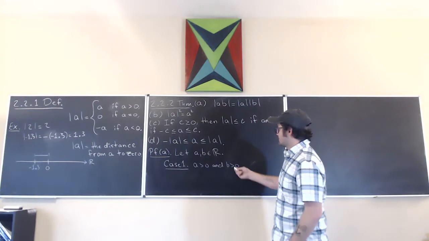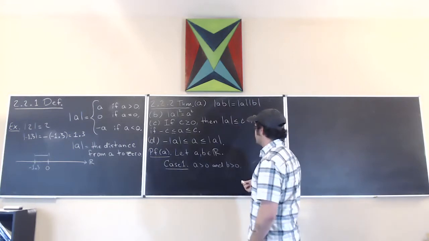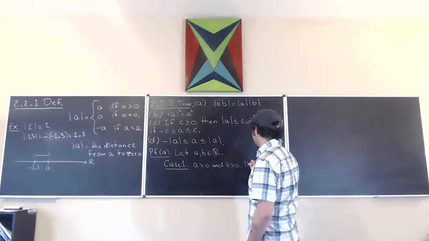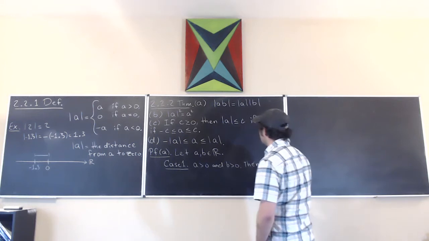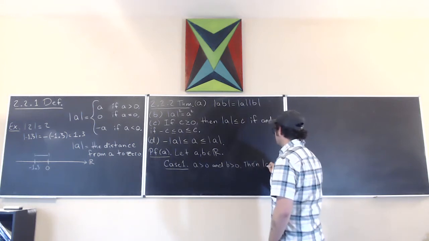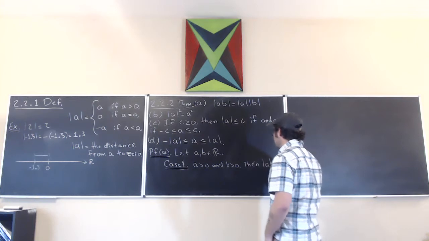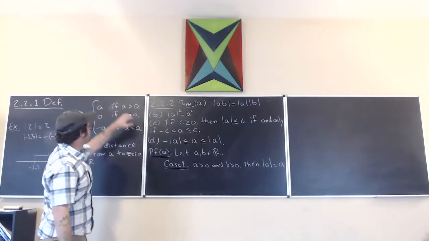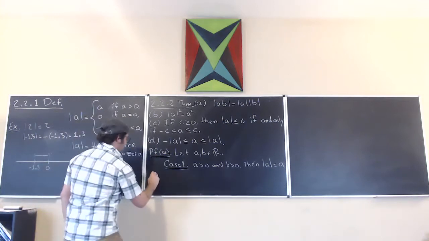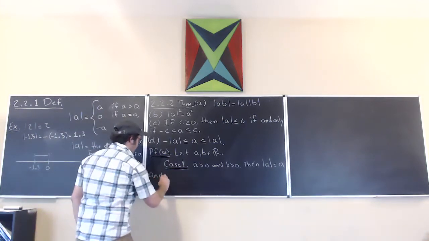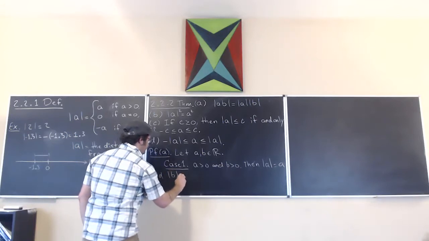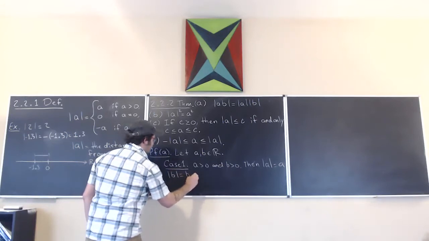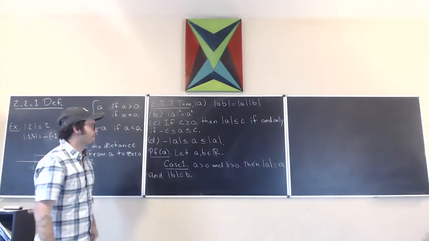So in this case, observe that, say, maybe the absolute value of A is equal to A by the definition, right? If you're greater than 0, it's just the same value. And the absolute value of B is equal to B. Okay.